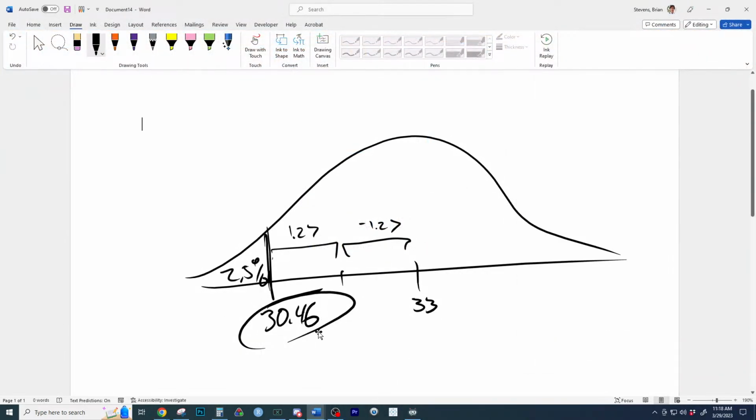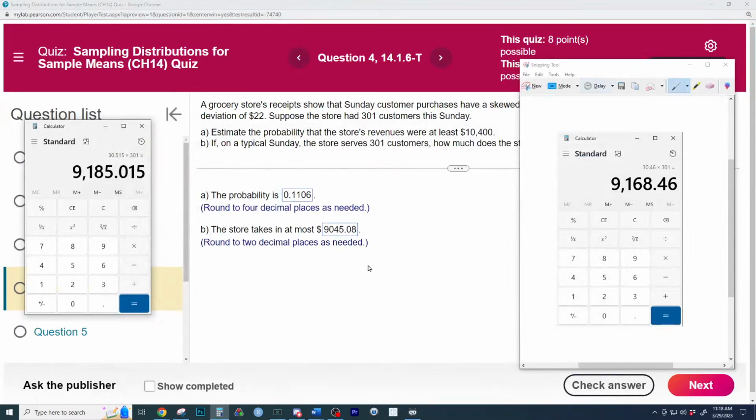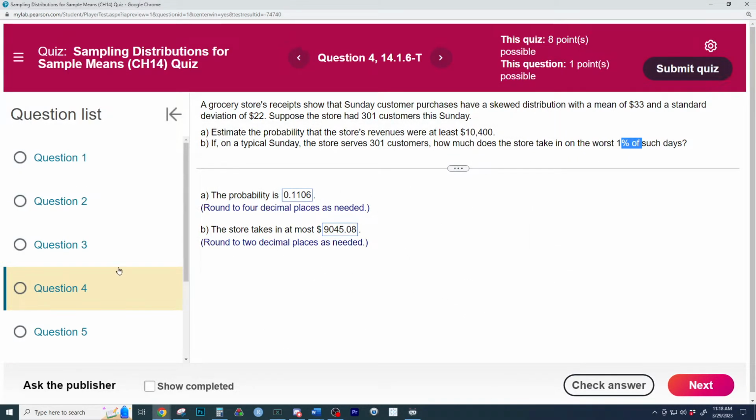And once again, we could solve this out without the applet to do the worst 2.5% of days. The worst 1% of days does not land on an empirical rule number. So the worst 1% of days we have to use the applet for.